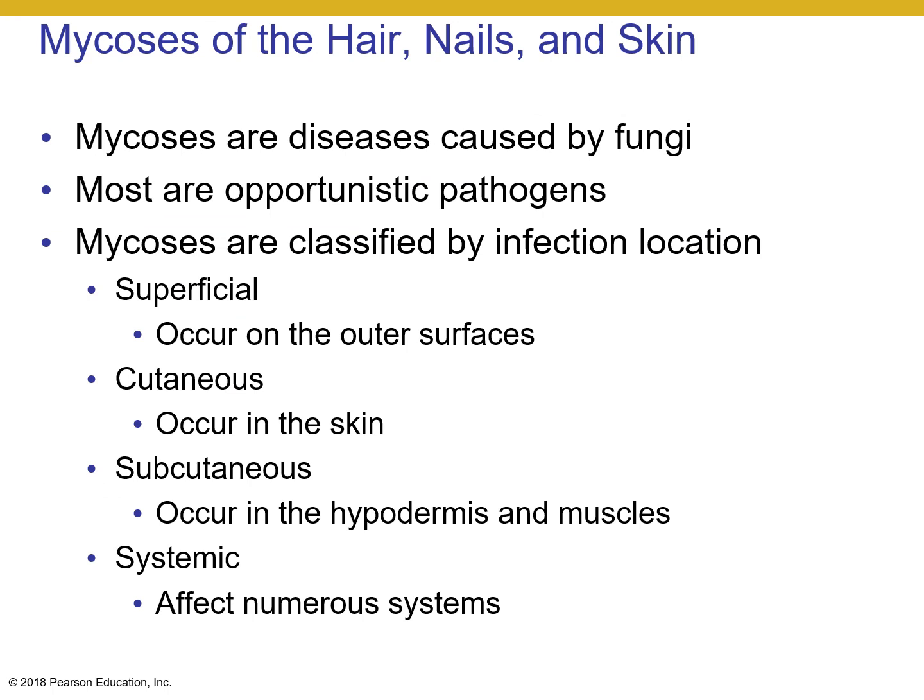Mycoses of the hair and nails and skin. A mycosis is an infection caused by fungus among us. Ooh, fungi. They are not fun guys when they're living on us. These are opportunistic. They're classified based on where they're found. Superficial on the outer surface, cutaneous occurs in the skin, subcutaneous occurs in the hypodermis and the muscles, and then systemic affects the nervous system, the circulatory system, the kidneys, the lungs.